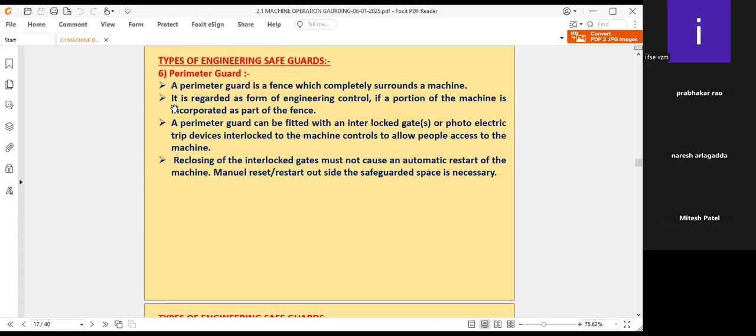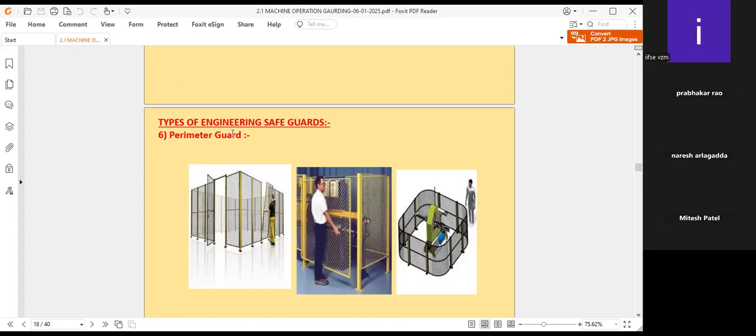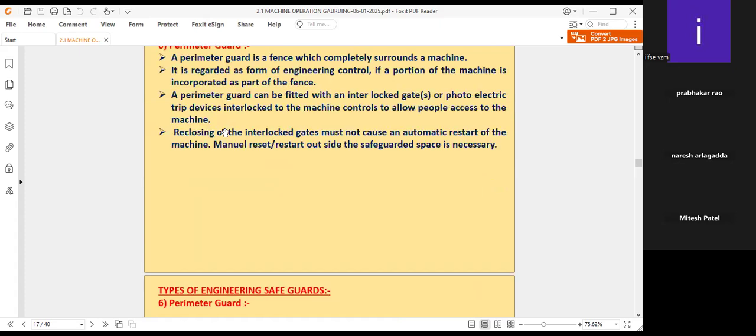It is guarded from the control, and a portion of the machine is incorporated as part of it. The portion of the machine can be opened easily. One can access, go into the equipment and adjust it. These works can be done after the power is off. That's why the LOTO system is very, very important. Lock out, tag out. A perimeter guard can be fitted with an interlocked gate or photoelectric trip devices interlocked to the machine controls to allow people access to the machine. It's a very, very important part.